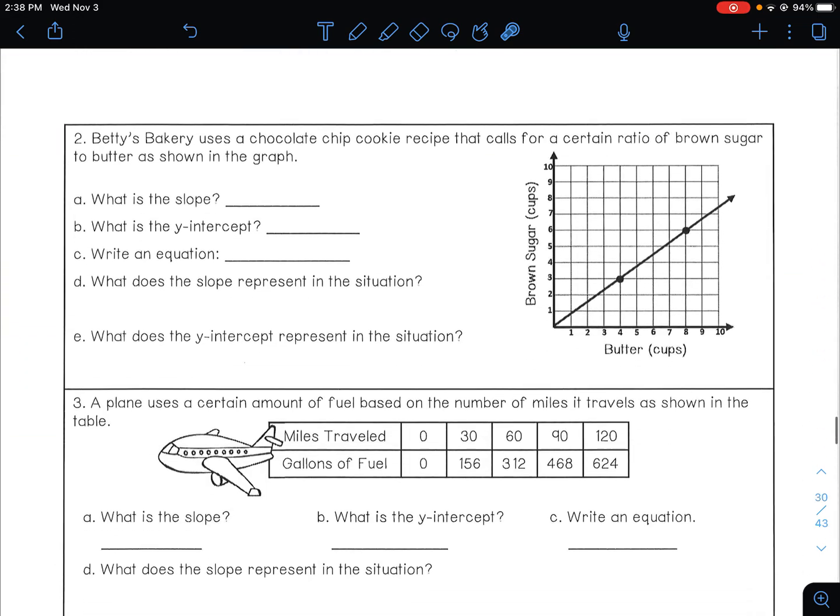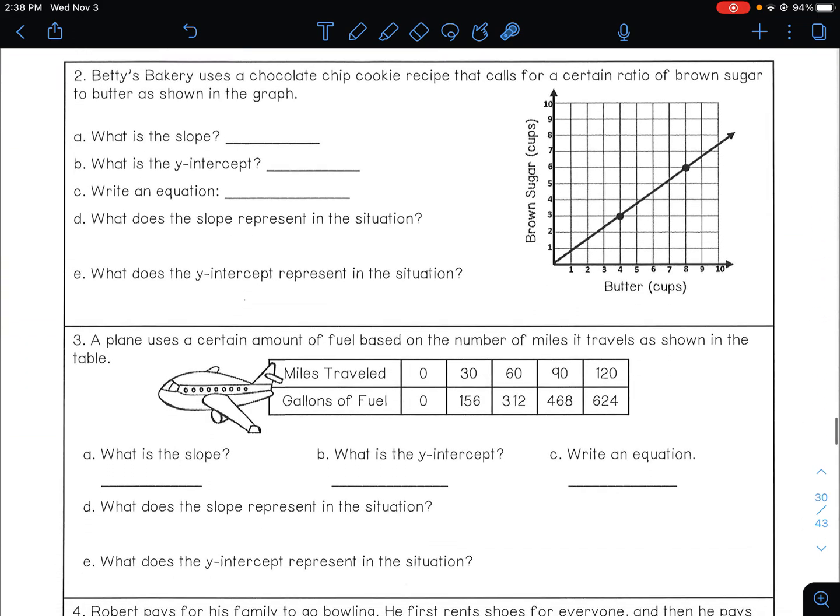All right, let's take a look at the next one. Betty's Bakery uses a chocolate cookie recipe that calls for a certain ratio of brown sugar to butter as shown in the graph. So for every cup of butter, she requires a certain amount of brown sugar. What is my slope? I need to figure that out by looking for rise over run. Oh, look at that. They give me 2 points to use already. My rise is like that. My run is like that.